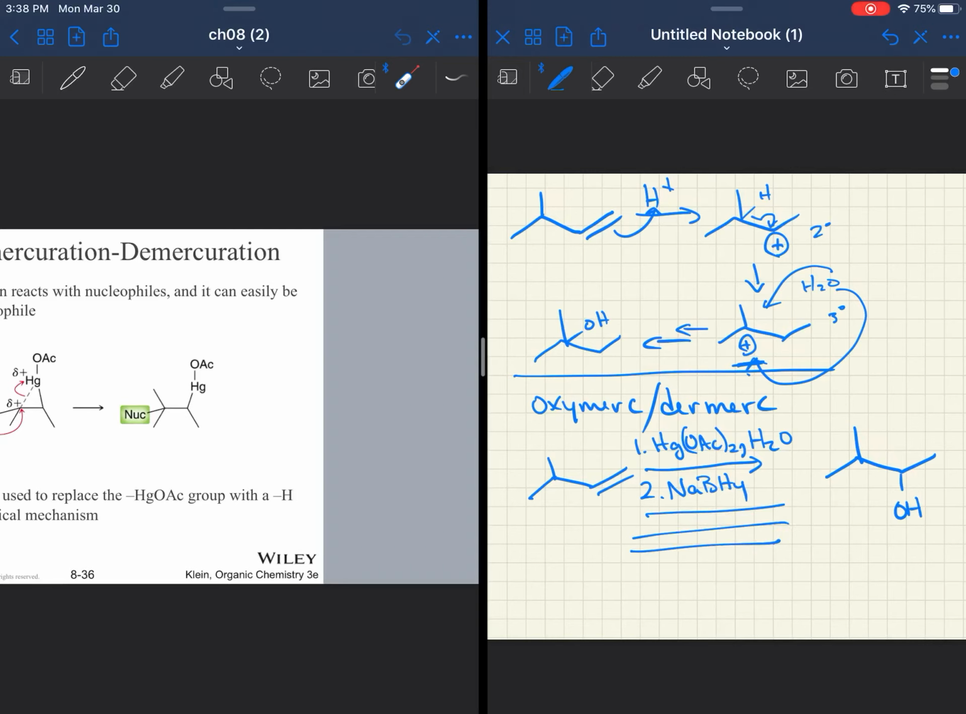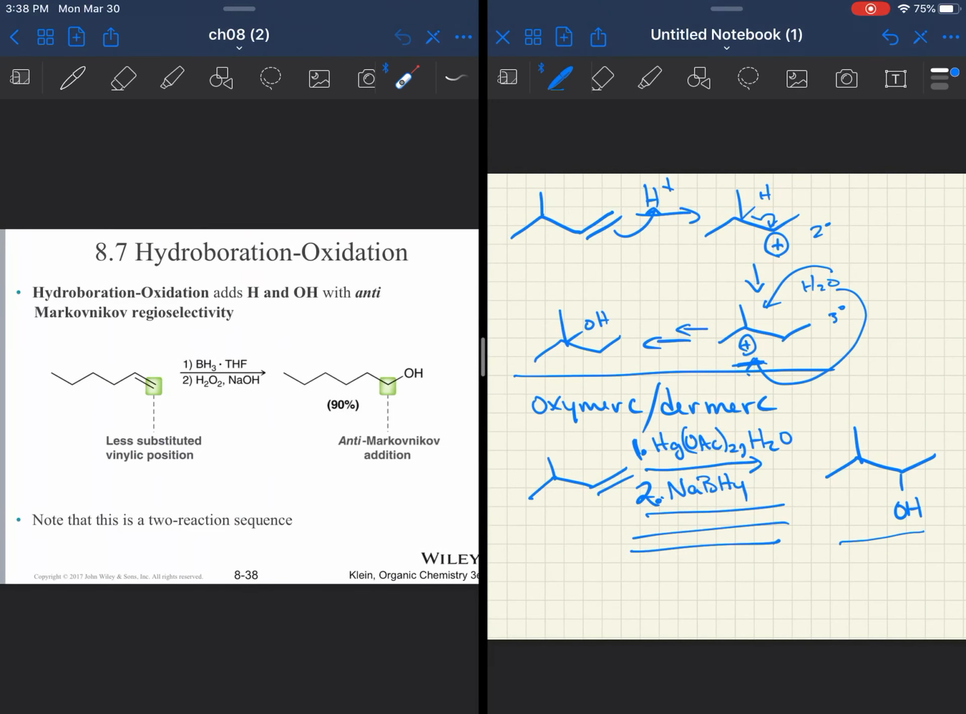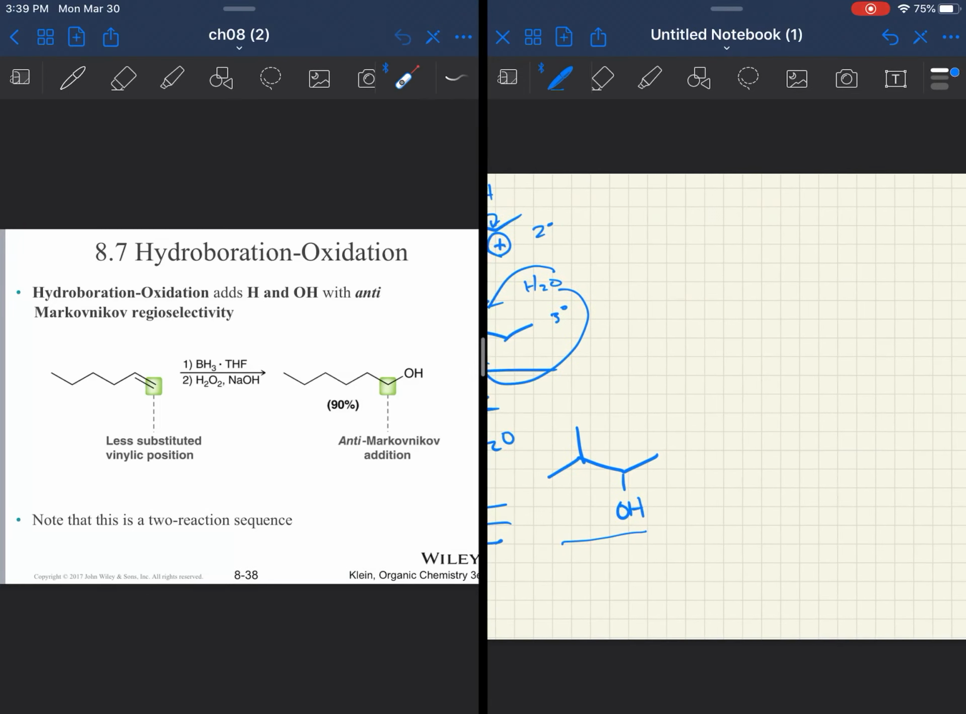So the takeaways are you need to know these reagents. You need to know that it is a 1 and a 2 step, and that it is going to give you a Markovnikov addition of water. So the OH to the more substituted side, H to the less substituted side. Again, you don't need to know the mechanism on this one.